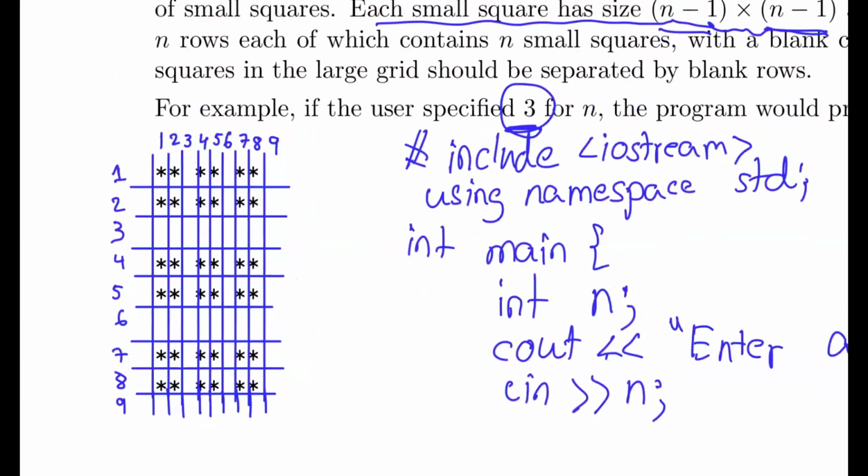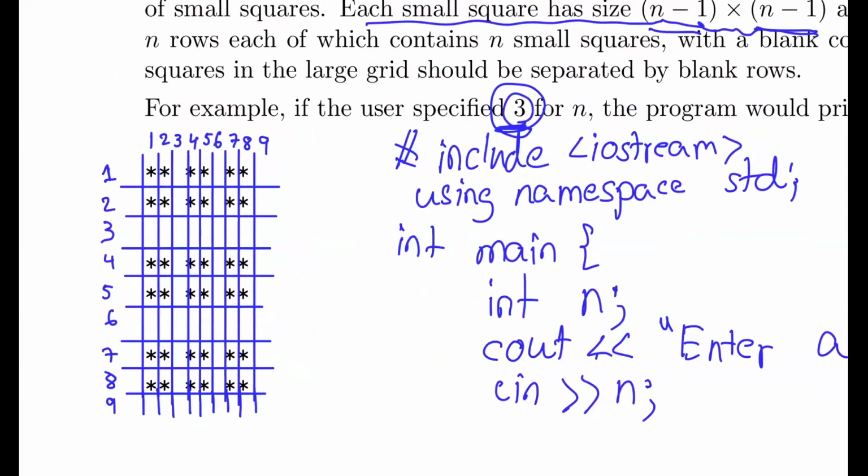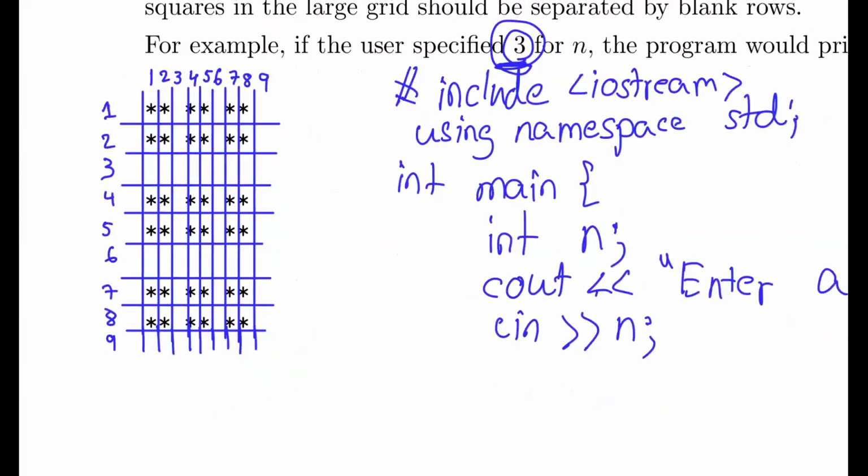So the input is 3. If the input is 3, you see here, when you start at 1, you end with 9. But this 9 doesn't need anything, because you don't need to print anything here, so you can just ignore this 9. Okay. So 1 to 8, and the input is 3.